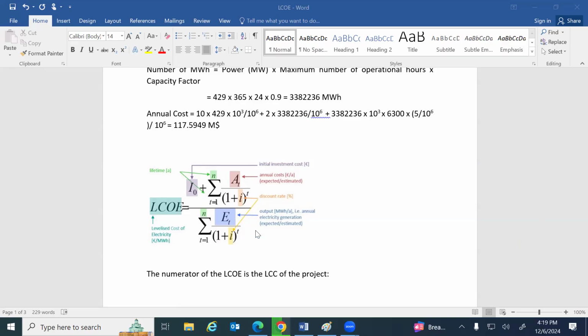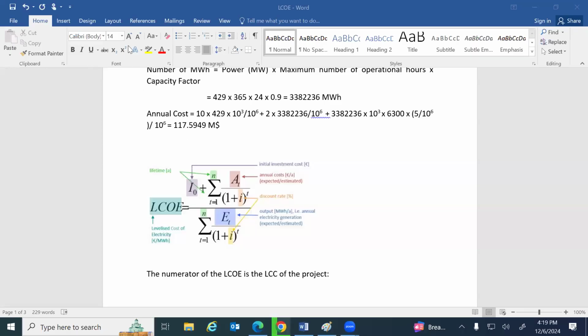Now, for the denominator, we need to consider the lifetime discounted output. So for each year, I need to consider the number of megawatt hours, so I do the summation of annual output in megawatt hour per year over 1 plus i to the power t. In this problem, the calculation is relatively simple because we don't have variation with time. So for all years, we have the same annual cost and the same output. But in case you have variation, you already know how to deal with it.